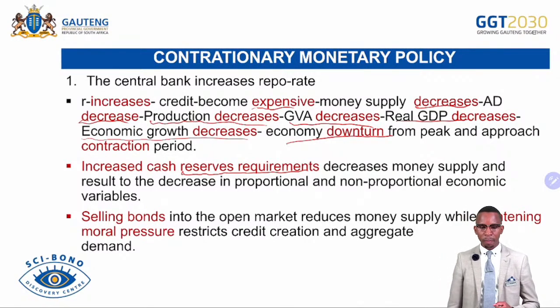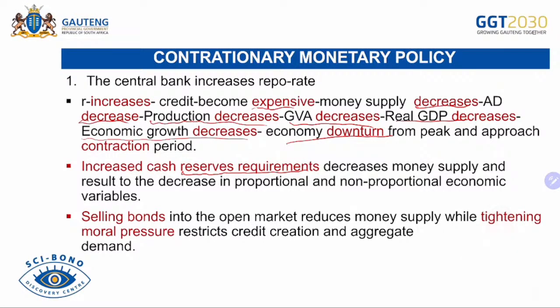So selling bonds: the central bank will not now buy bonds, it will sell bonds to commercial banks. As bonds are sold to commercial banks, what will happen? Money will be collected back from circulation into the custody of the Reserve Bank. That money is no longer available for circulation. Then as a result, that will lead to what? It will lead to less money supply available in the economy and less spending. Also, tightening moral persuasion or moral suasion, being very restrictive on creating credit, will result in less aggregate demand in the economy. That is our contractionary monetary policy.